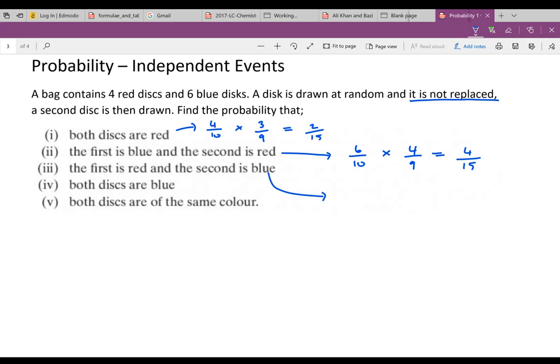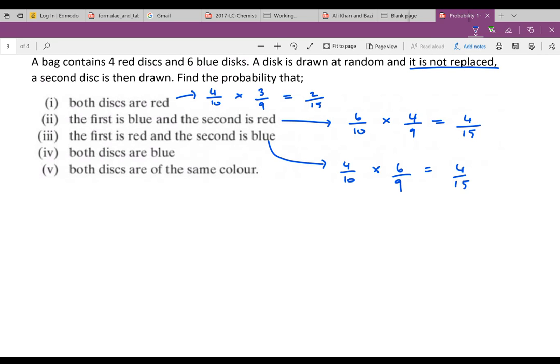The first is red and the second is blue. So if the first is red, you've got 4 out of 10. And the second is blue, so you've got 6 out of 9, which again gives you 4 out of 15. Remember, you're multiplying fractions, so 4 by 6 and 10 by 9, no matter the order, is always going to equate to the same number anyway.